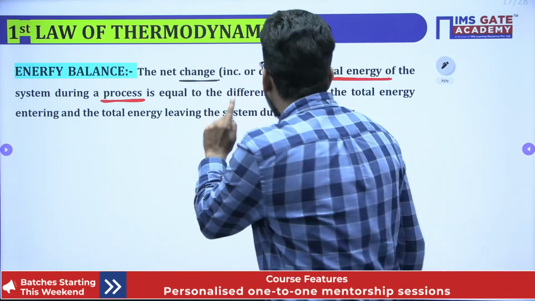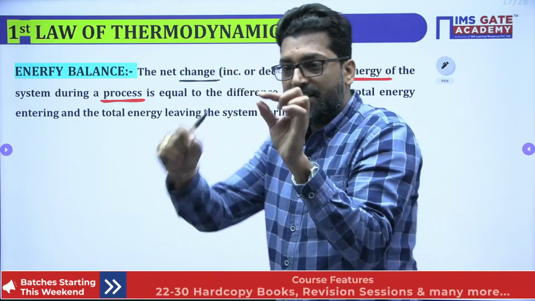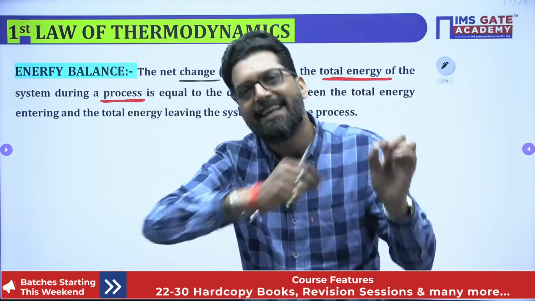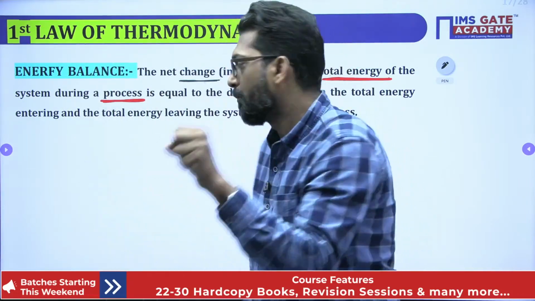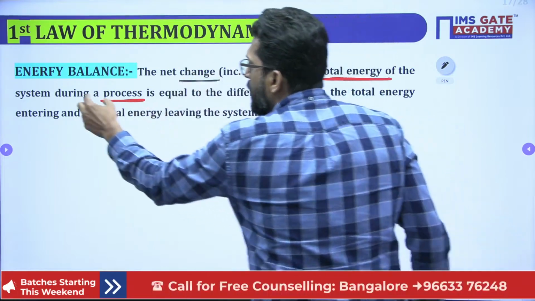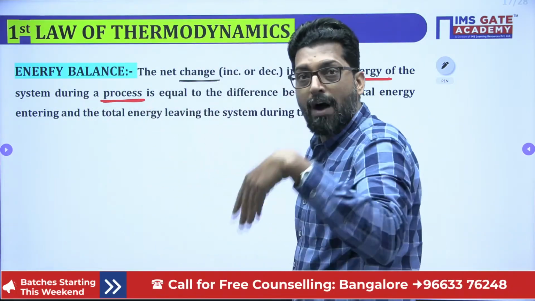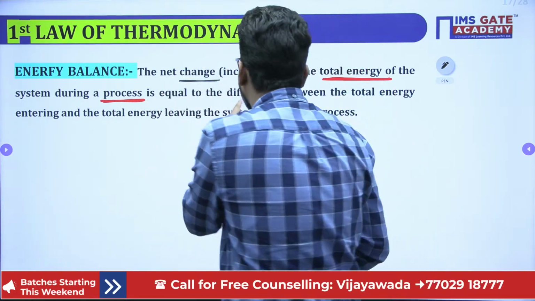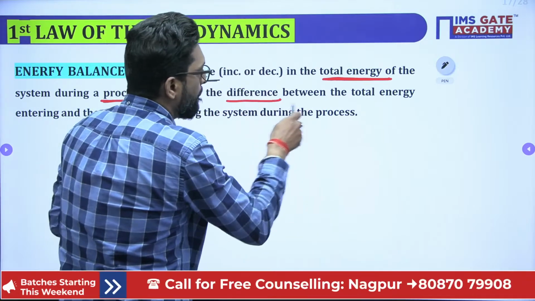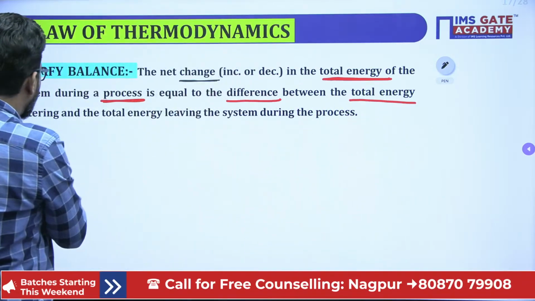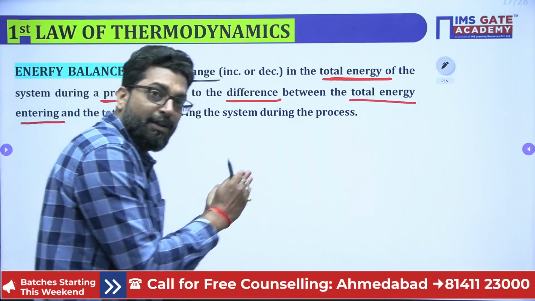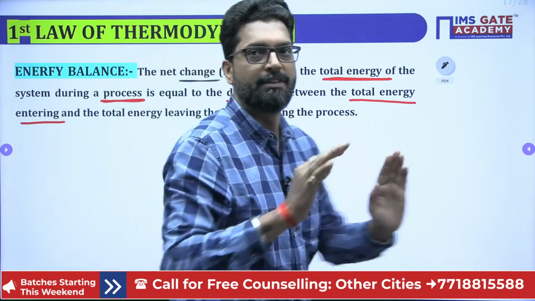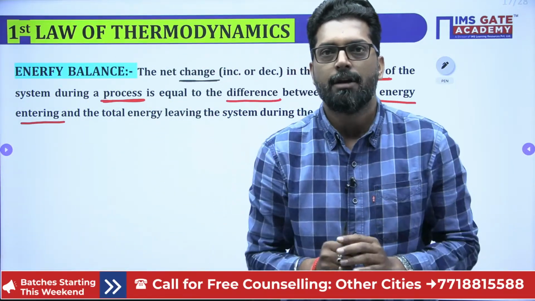Very important. Why? Because beta, this is a point function. That means from state 1 to state 2 we can go either reversibly or irreversibly. We only take state variables. So the change in state during the process, and what the process is we don't know, either reversible or irreversible, is equal to the difference between the total energy entering, that means the energy that will enter the system, minus the total energy leaving the system. That's it.